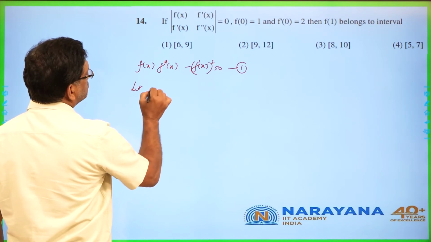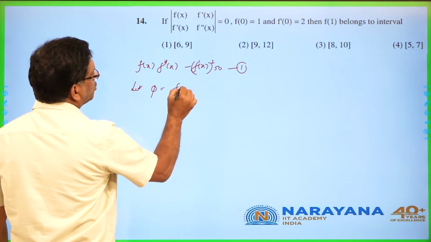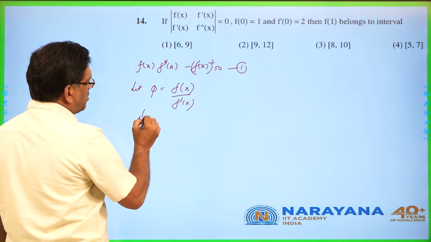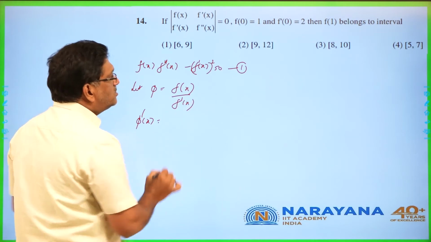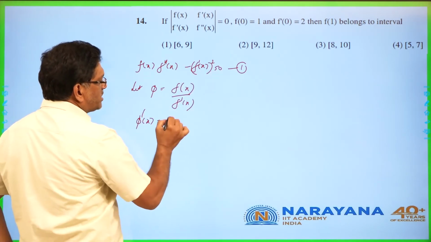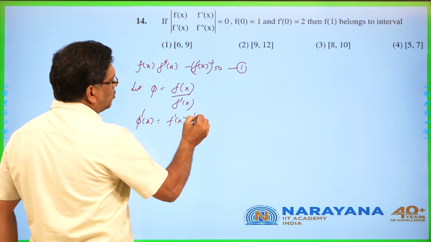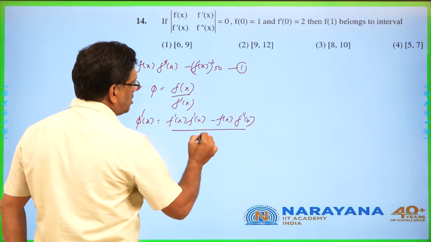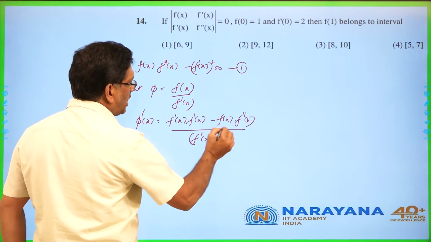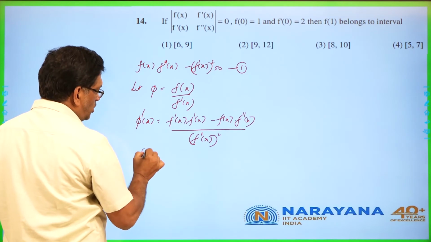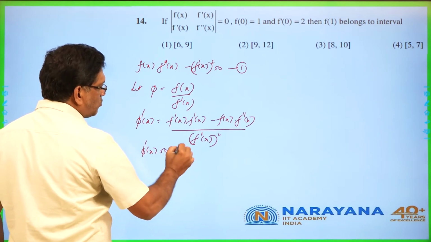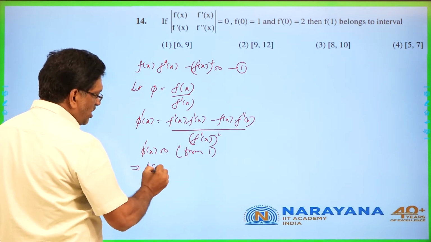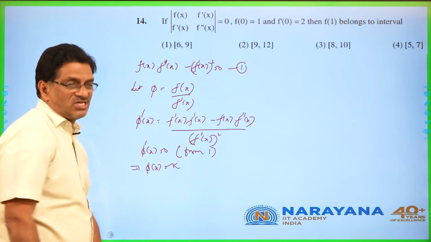Let us take phi equal to f of x by f dash x. Remember, this I am taking just to get this particular information. So let us apply u by v rule. v into differentiation of u minus u into differentiation of v by v square. But this is 0. You mean phi dash x equals to 0 from 1. So that implies phi of x is some constant function.